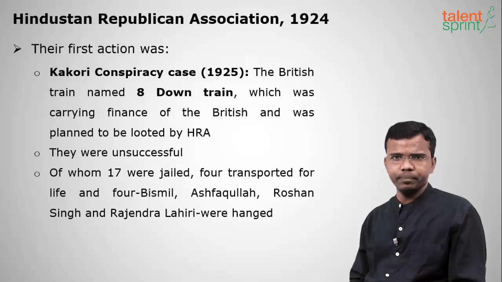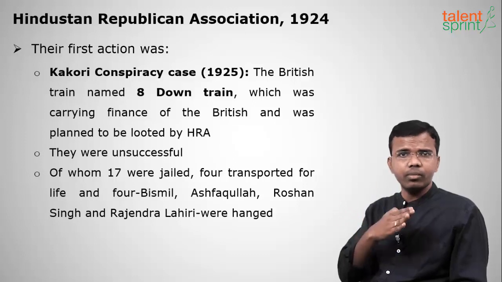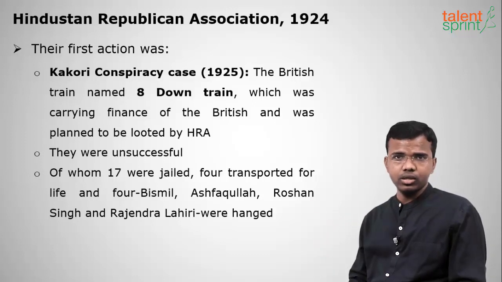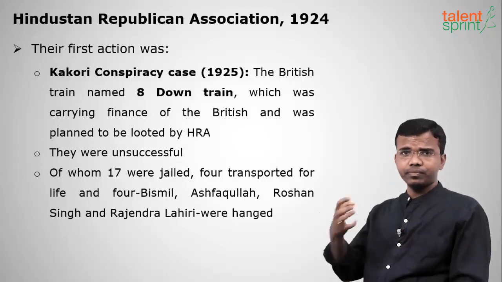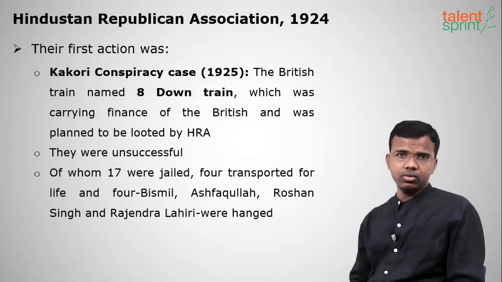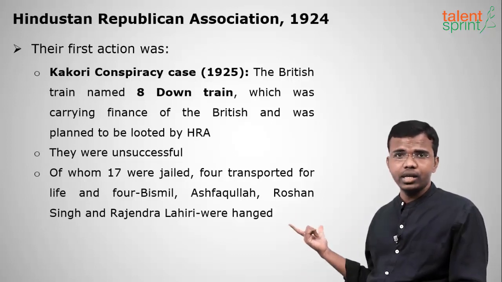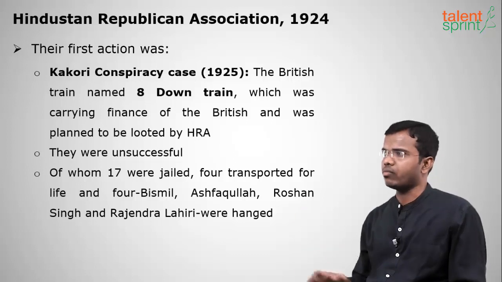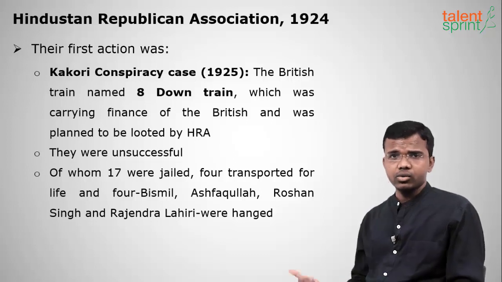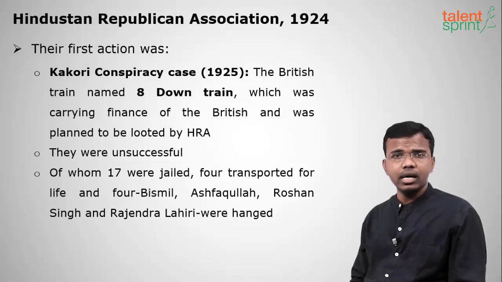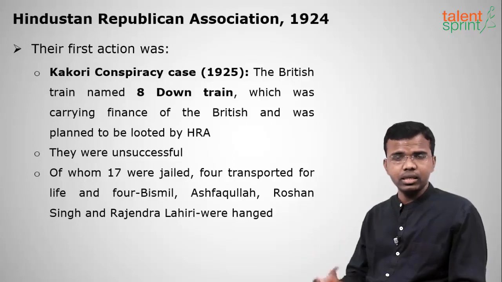What is this Kakori? A train called 8 Down train was traveling from a place called Kakori to Alamnagar in Uttar Pradesh. This train was carrying the British finances. So the HRA wanted to loot this train, and they conducted a looting on this train. They will get caught by the British and be given different punishments. Some people will be hanged, some people will be given lifetime imprisonment. So this was the first action of the Hindustan Republic Association to conduct a revolutionary event against the British so that they will give independence to India.